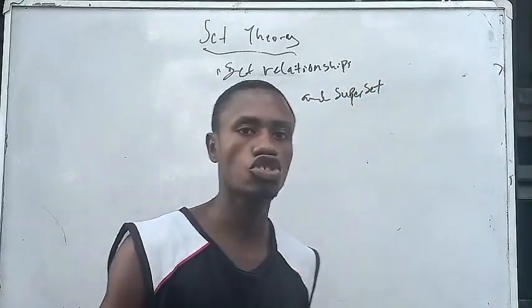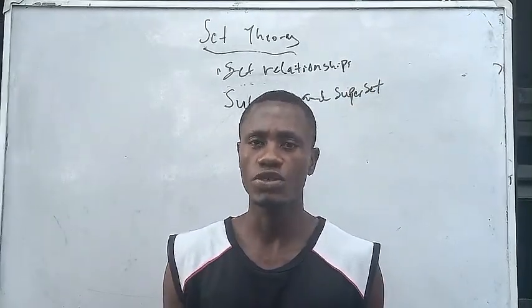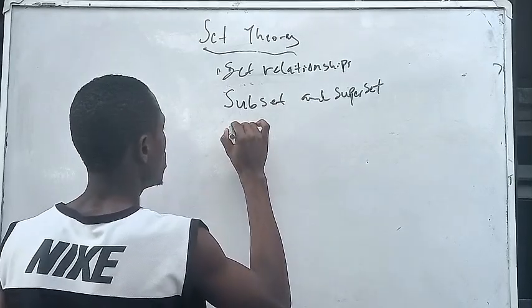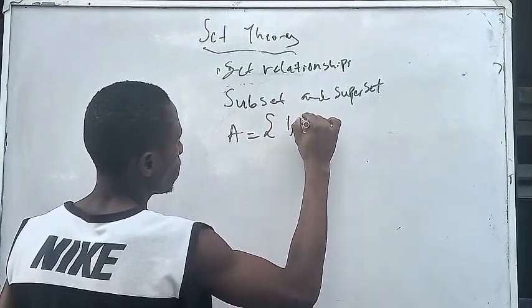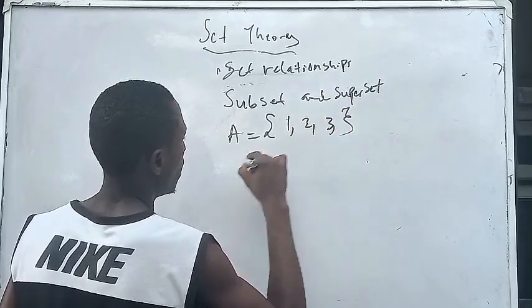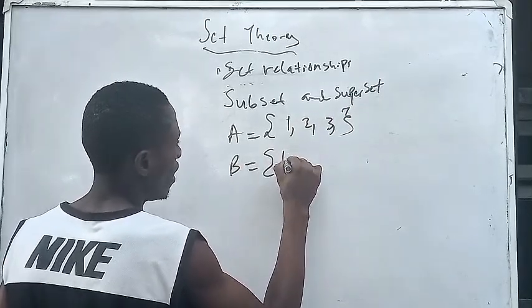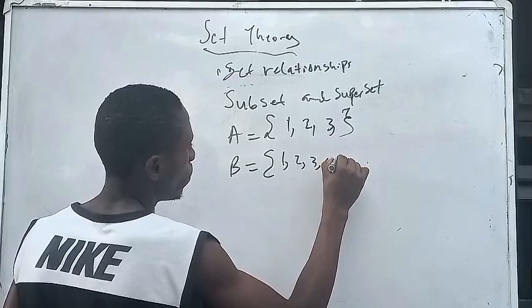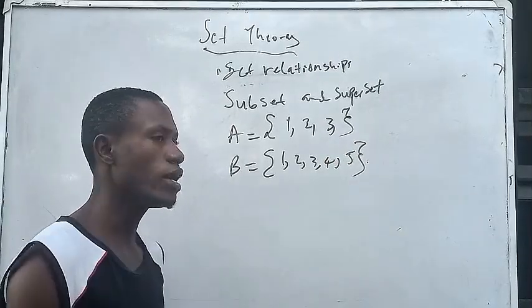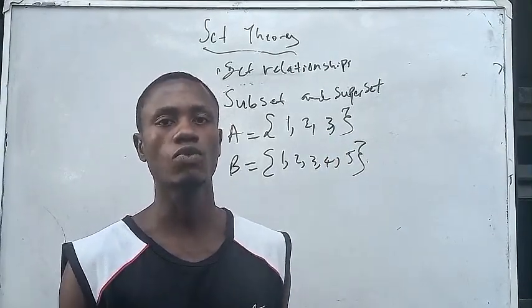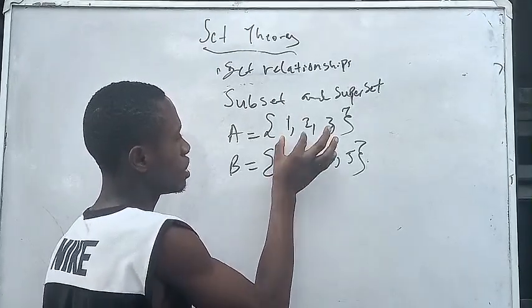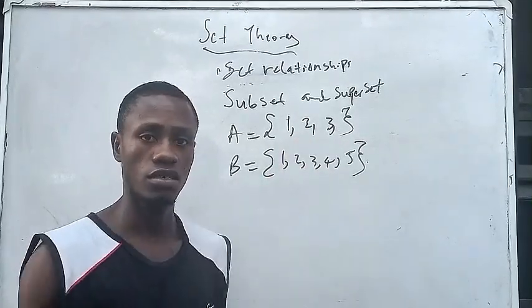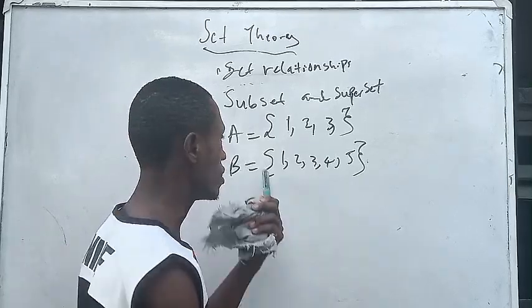We're able to see subset, but we don't know the definition. This is how it's written. Assuming A is a set 1, 2, 3, and B is a set 1, 2, 3, 4, 5. How do you identify which is a subset and which is a superset? Now, A is a subset of B. Why? Because the elements in A are found in B. That's why it's a subset.